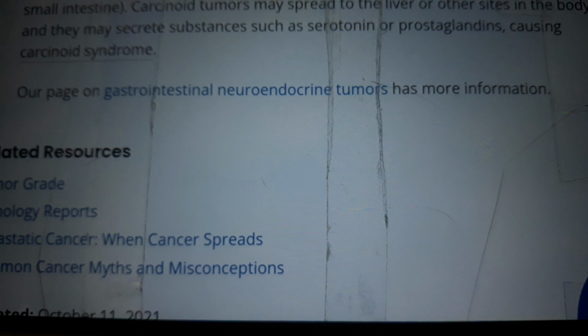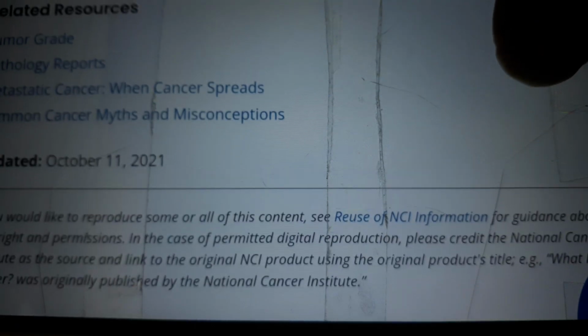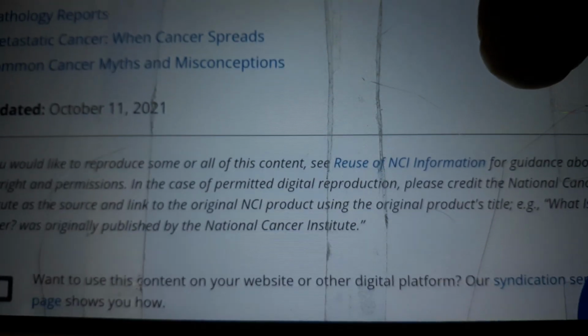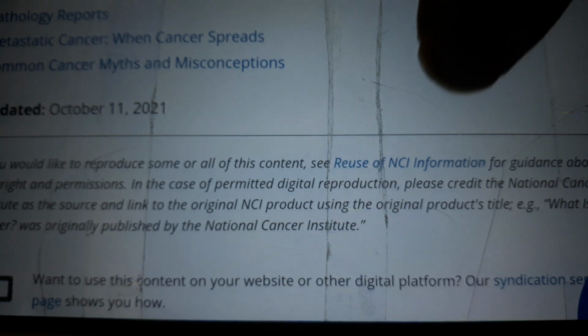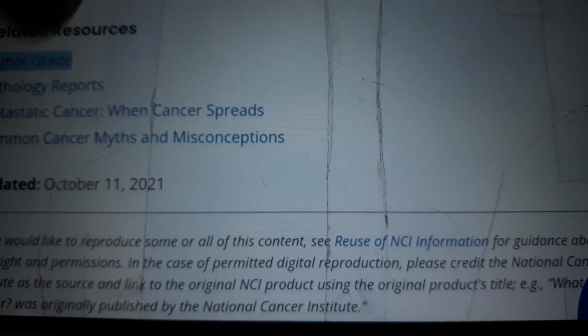The other page is on gastrointestinal neuroendocrine tumors, which has more information. And related results would be tumor grade, pathology reports, metastatic cancer when cancer spreads, and common cancer myths and misconceptions. Now we're going to the tumor grade.